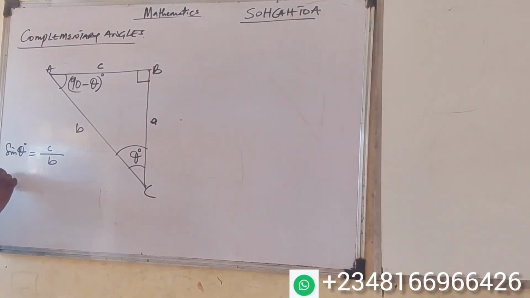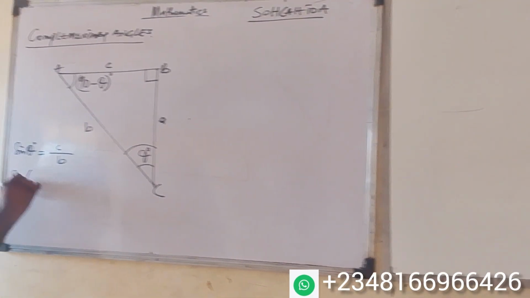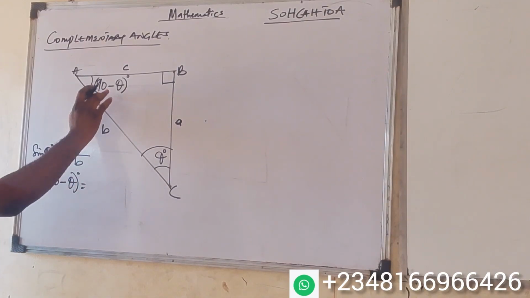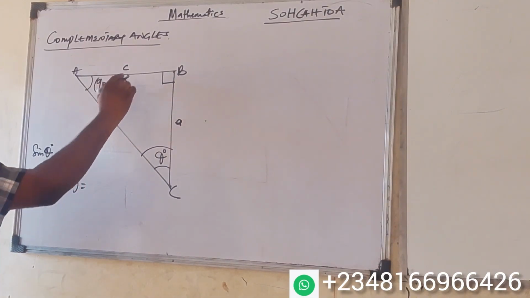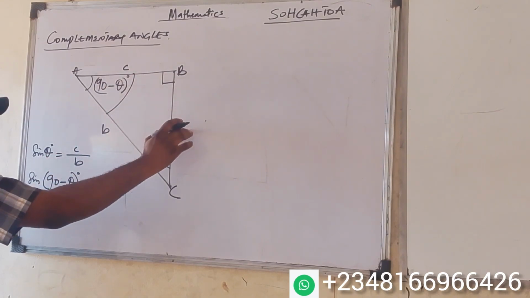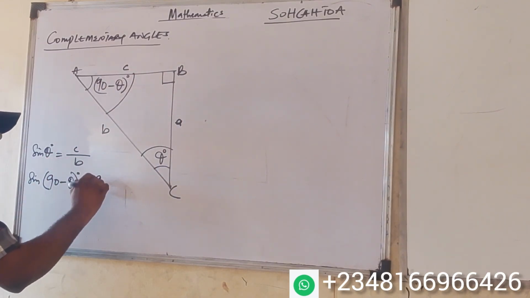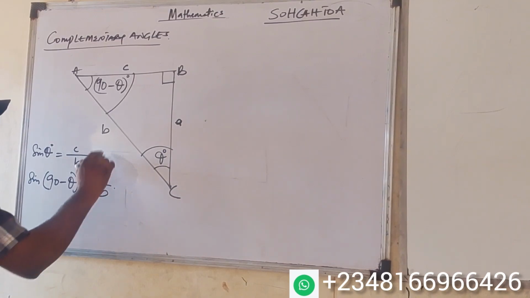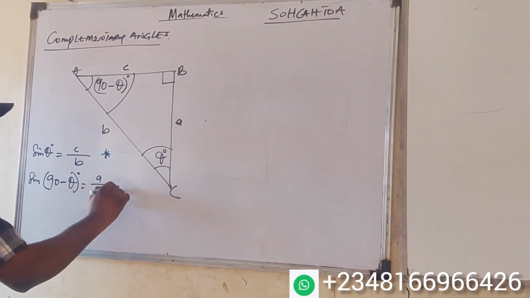Now let's look at sine 90 minus theta, this angle now. If we're dealing with this angle, this side becomes the opposite. So it gives us A all over the hypotenuse, that is A all over B. Now let's look at these two relationships.